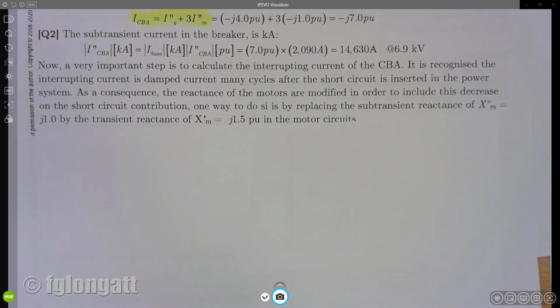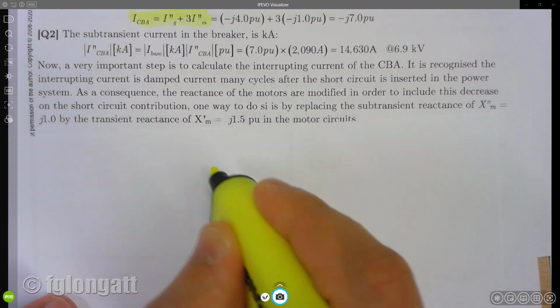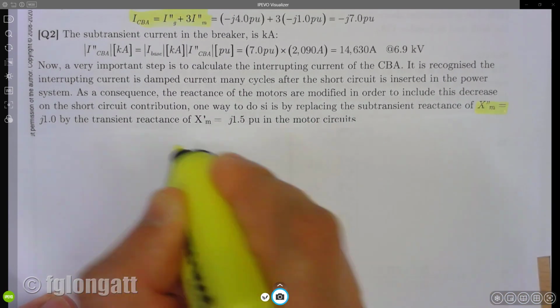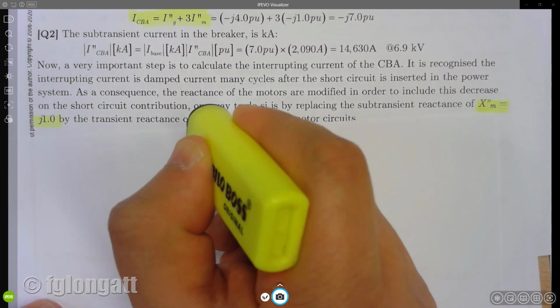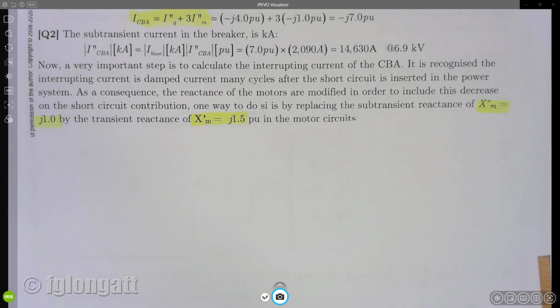in the case of motors, we need to include a factor of 1.5 for this kind of motor. As a consequence, we know that the motor has a subtransient reactance of 1, but using this factor of 1.5, and you can go and see my slides for classes, now the transient reactance of this motor is 1.5.